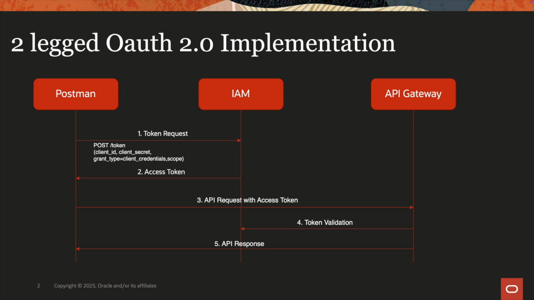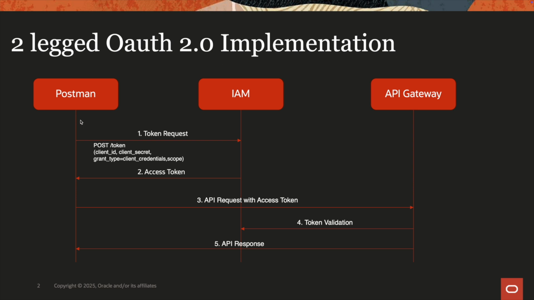Two-legged OAuth, also known as the client credential flow, is a simplified version of OAuth that's used when an application needs to access resources on its own behalf rather than on behalf of a user. You might want to use it in scenarios like server-to-server communication, background processes, or batch jobs, APIs that don't involve user-specific data. So with that, let's break down the flow for our implementation.